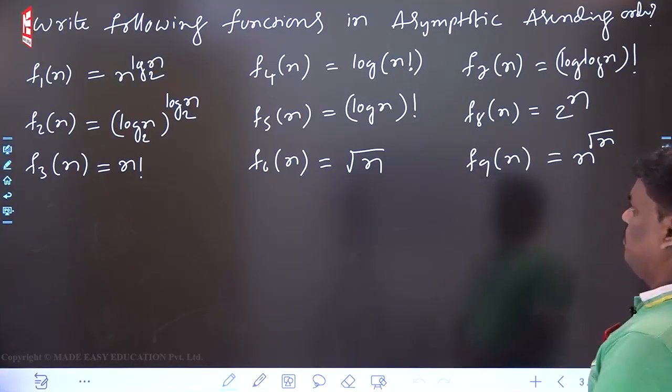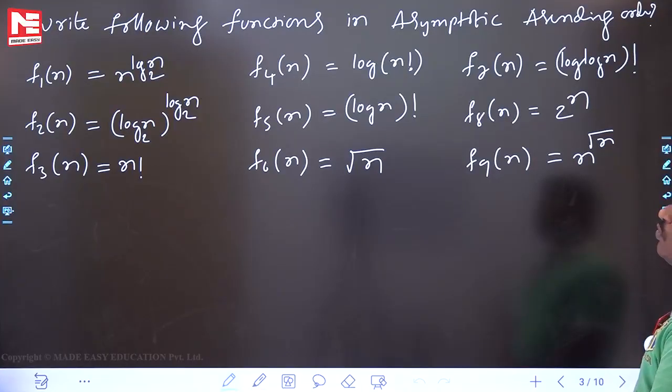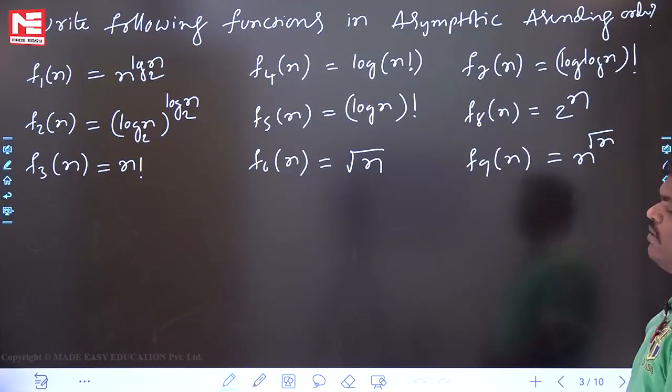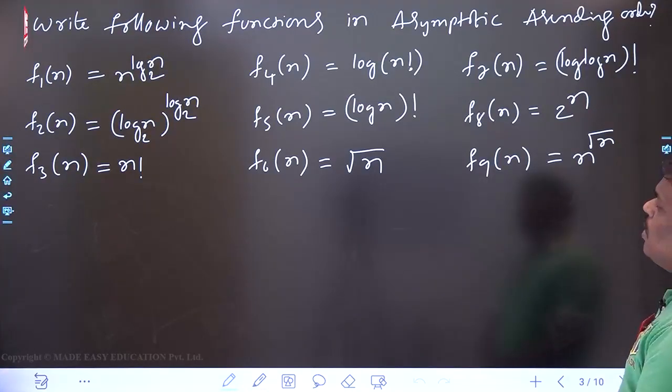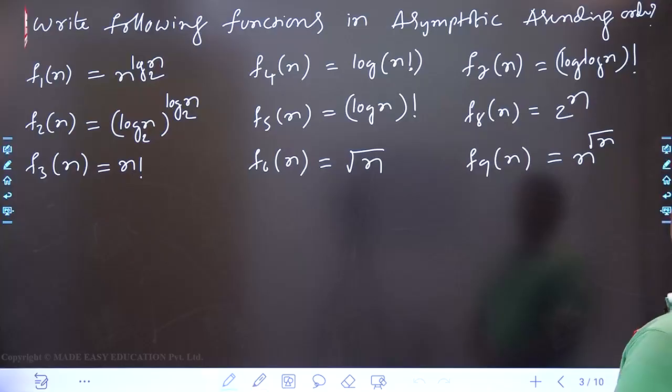We will solve now. F1 of n, n power log n base 2. F2 of n, log n whole power log n. F3 of n, n factorial. F4 of n, log of n factorial. F5 of n, log n whole factorial. F6 of n, root n. F7 of n, log n factorial. F8 of n, 2 power n. F9 of n, n power root n. These are the 9 functions given, right? You have to write them in asymptotic ascending order.